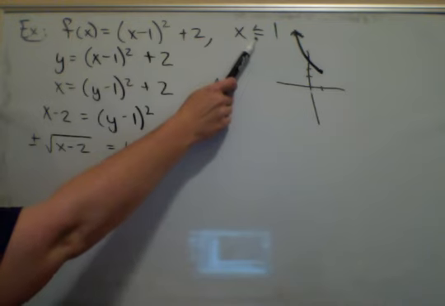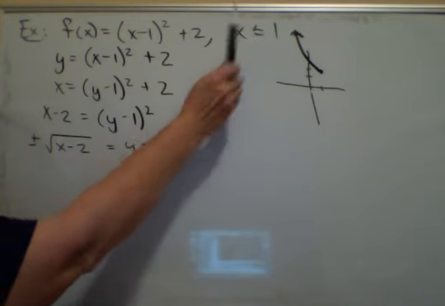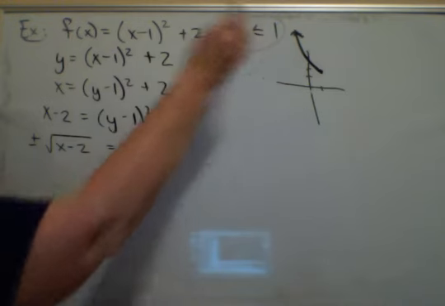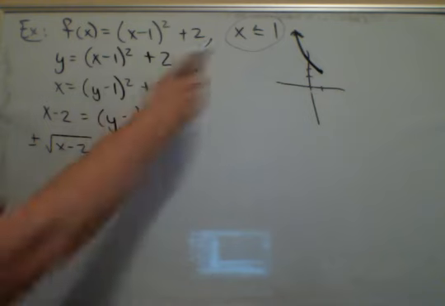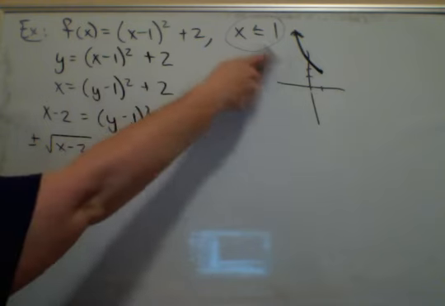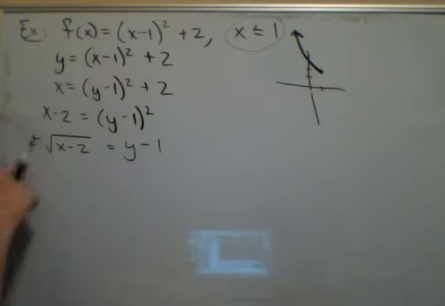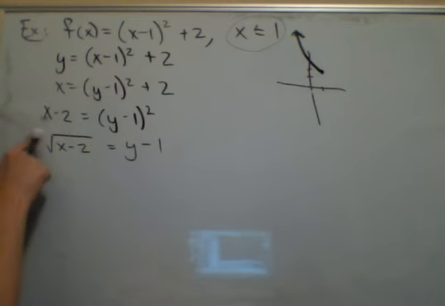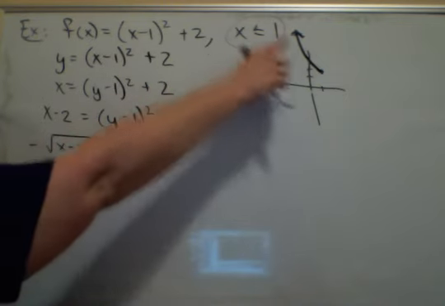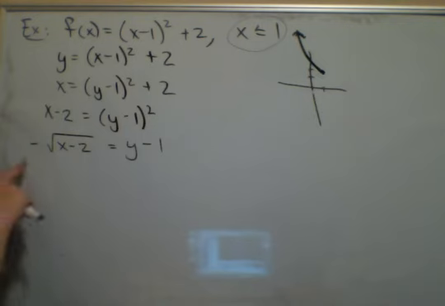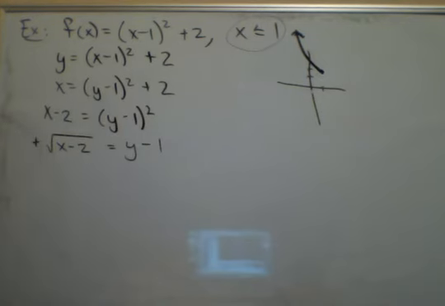You're going to look at this initial domain restriction. This one says x is less than or equal to 1. Since this is a less than and we're looking at the left side, we're actually going to be focused only on the negative square root. Okay? If this had been a greater than and we were looking at the right side of this graph, then we would want to use the positive square root. Okay? But again, because it's a less than, it's going to be a negative square root.